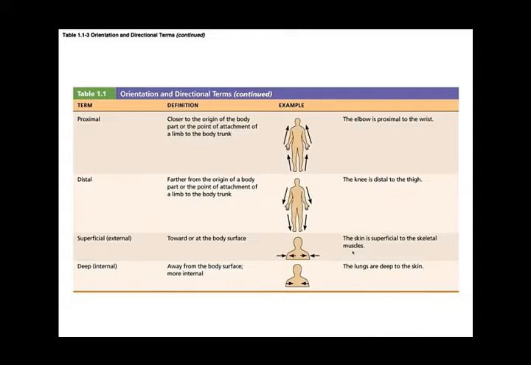Then for a superficial example, we can say that skin is superficial to the skeletal muscles. As you know, our skin covers the whole body, so we can easily say that skin is the topmost, superficial or external part of the body. Then coming to deep or internal parts, as you can see in the diagram, the lungs are deep to the skin. Anything lying beneath the skin, in relation to the skin, is deep to it.